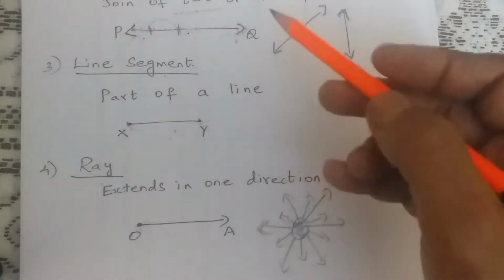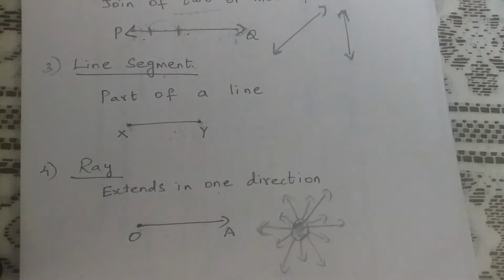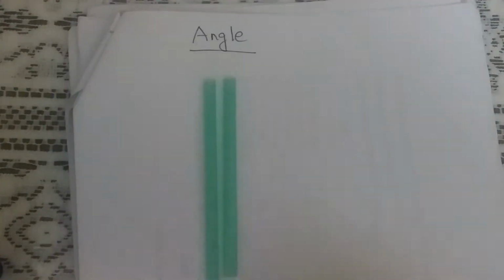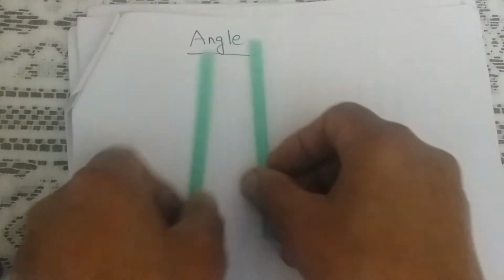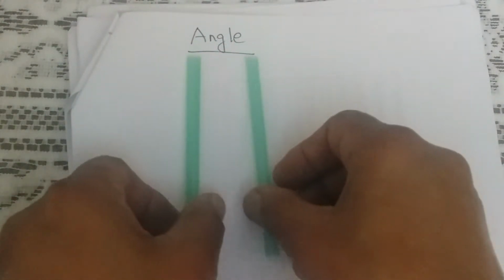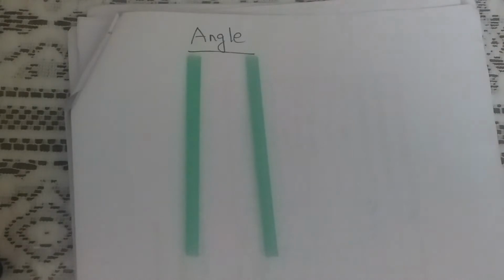Okay, so these are the basic concepts in geometry. Now we'll see what is an angle. Now what is this? It is a part of a line segment. So it is a line segment. This is another line segment. So we have two line segments. Are they meeting each other? No, they don't meet each other.